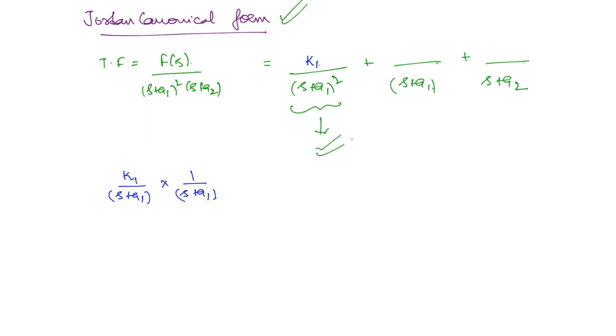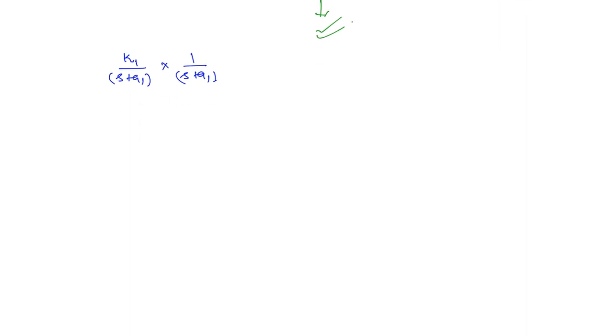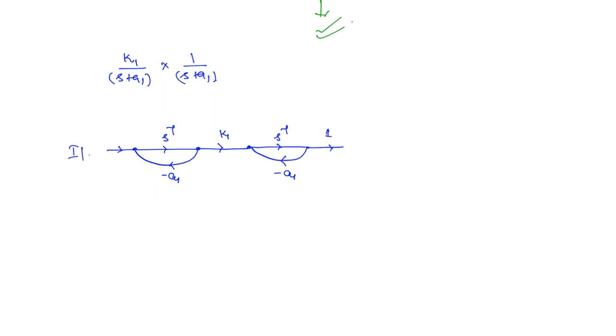So now you can draw easily what will be the state diagram for k1 by s plus a1. You are going to have one integrator, and the loop gain is going to be minus a1 here, and here the gain is going to be k1. And next 1 by s plus a1, how can you draw? The integrator you will draw here, this will be minus a1 and this is going to be 1. So you will have the input and the output here. So this is the first term, let us say.